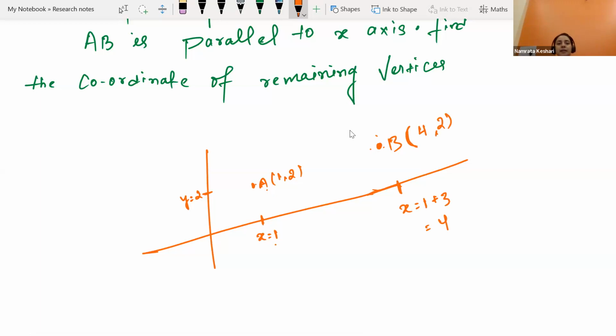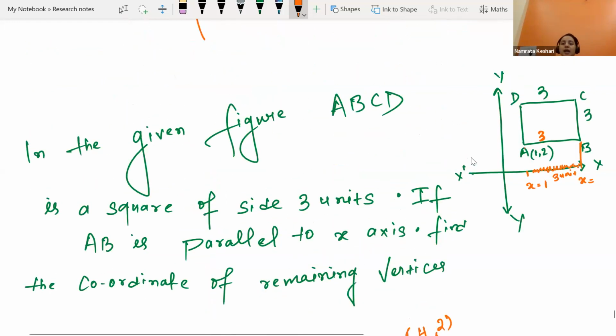Everyone getting it? Safia, Sazia, Farhan, are you getting it? See, this much distance is 3, given in the question, it says square. So we are saying that this much will also be 3. 1, 3 more, then x equals 4. Yes or no? Here point B coordinate will be (4, 2).